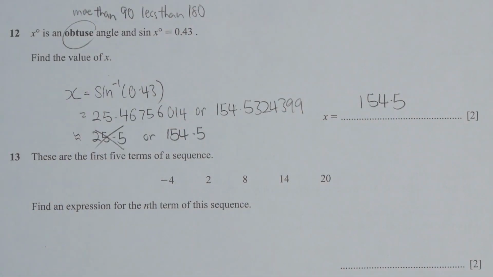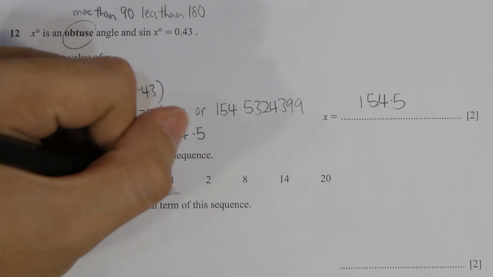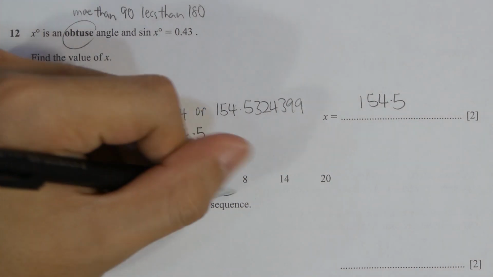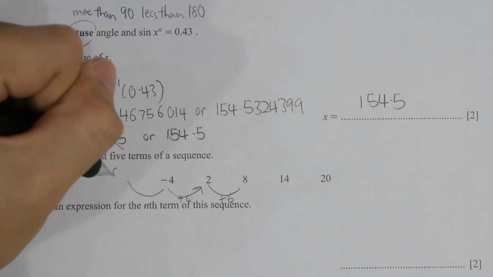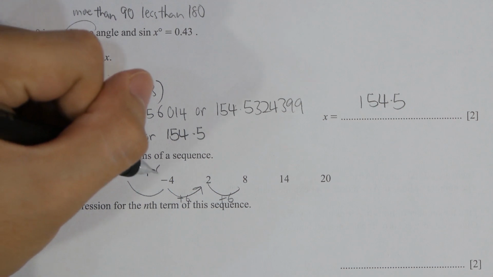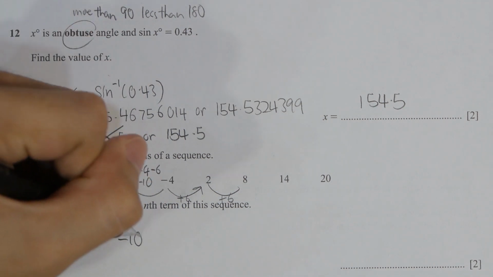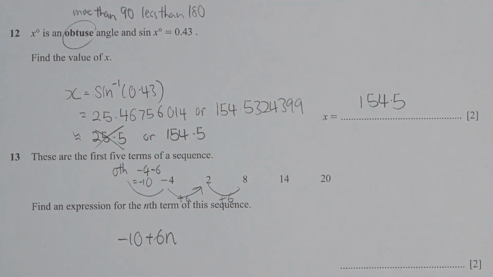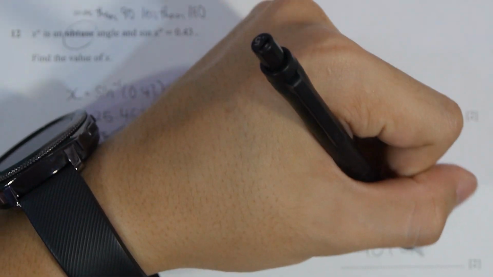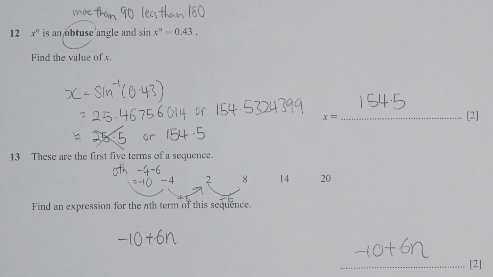Question 13. Find the nth term of the sequence. So this is a basic arithmetic sequence. So the term by term difference is actually positive 6. So you need to find the zero term. By taking the first term, negative 4 minus 6, you get negative 10. So you combine your zero term and the term by term difference, you will get the nth term of negative 10 plus 6n.